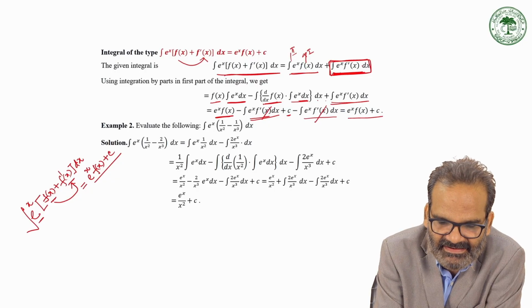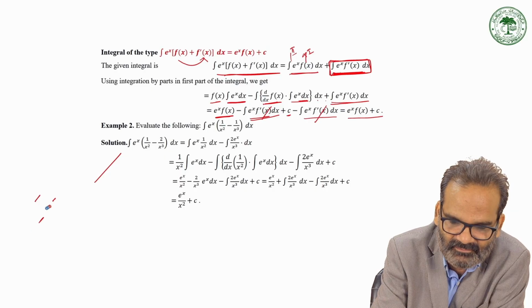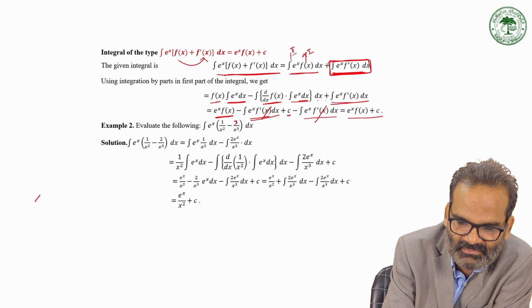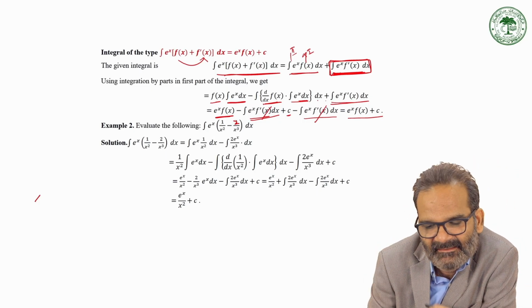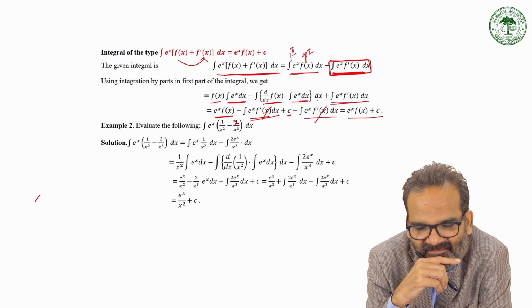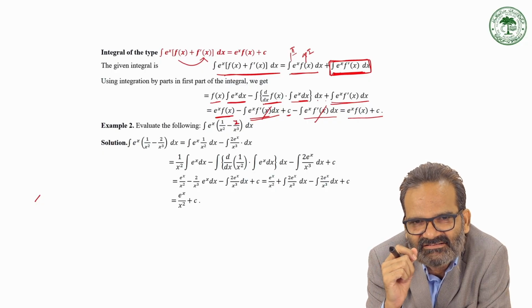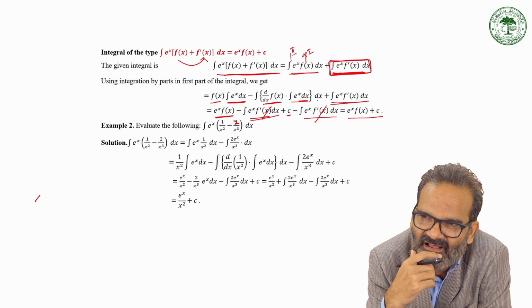Evaluate the following integral: e raised to the power x into [1 upon x square minus 1 upon x cube]. Sorry, this is 1 upon x square minus 2 upon x cube, right? Change it. So see, we don't have any option. Actually, how will we understand we should use this method? This is also a problem. See, the given function is e raised to the power x [1 upon x square minus 2 upon x cube]. What methods have we studied? We cannot use the direct formula, we cannot use the substitution here.